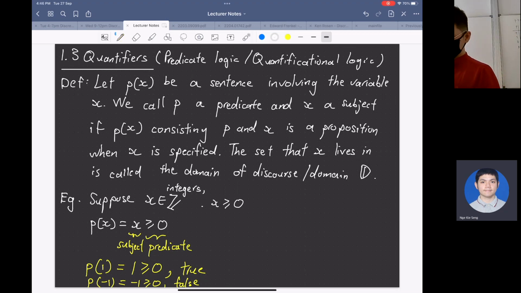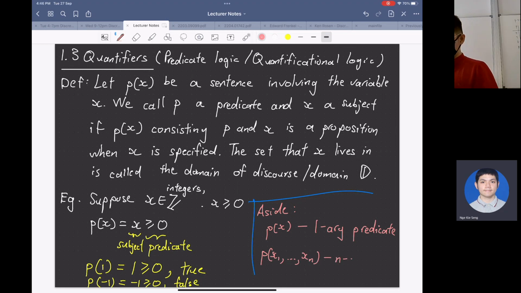So, of course, let me write right here. If I only have one variable, we usually call it a single-variable predicate. But if we have more things that we can substitute, maybe up to n, then we'll call it an n-ary predicate. Okay, this is just some notation. Like the simultaneous equation, you've got two variables, something like that.